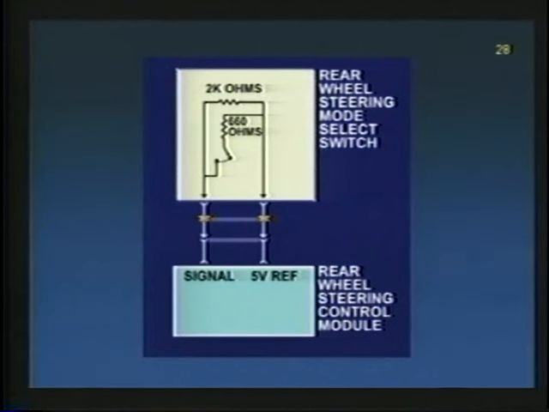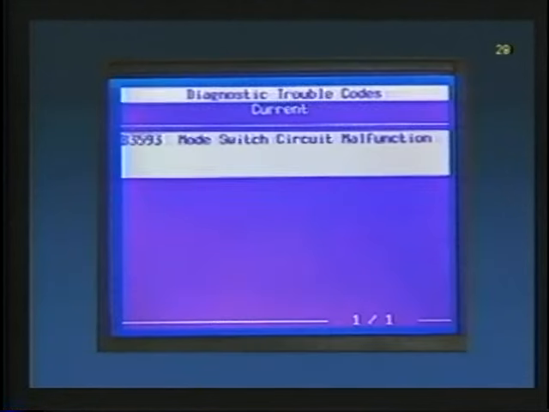Now we also have DTC B3593. That is a mode switch circuit malfunction. Anytime we go outside that range, 0.49 to 4.2 volts, this DTC should set. All right, we're going to keep going with the information on the mode switch here. The position of the mode select switch determines which steering mode we're actually going to be in, okay? And that's the driver's input into the system.